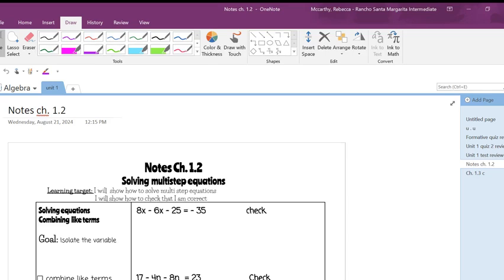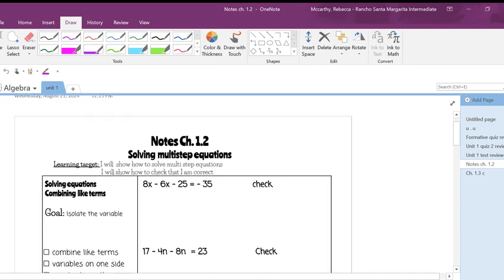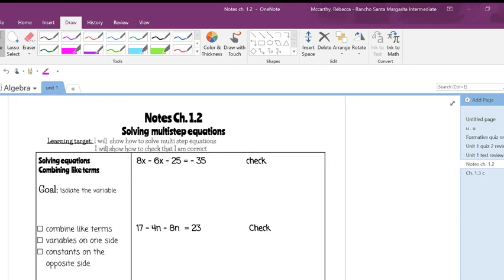Long, but this is for notes chapter 1.2 found in your week 2 packet. So turn to that, please. And the topic for these notes is we will show how to solve multi-step equations and how do I check my work, so to make sure they are correct.